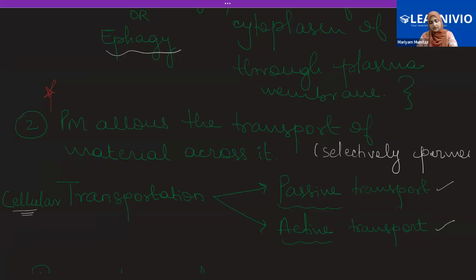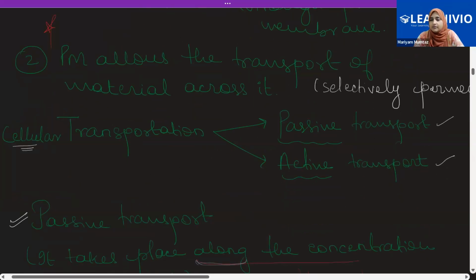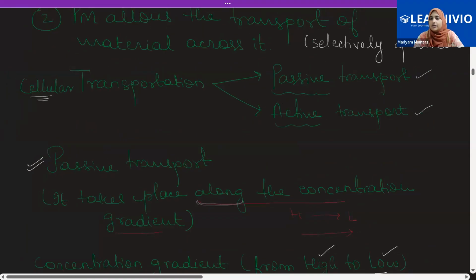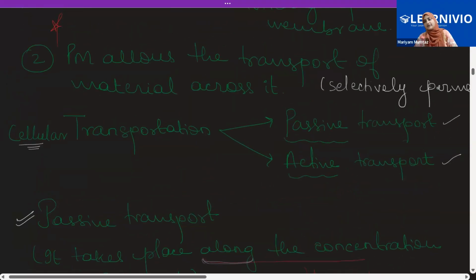Now, plasma membrane, because of its fluid nature, has a property of transporting materials across it. This happens selectively, meaning some substances which are smaller in size, which carry less charge, can easily be sent across the plasma membrane. That is what we call cellular transportation. Cellular transportation is of two types, passive transport and active transport. Do you know anything about it? Active and passive transport?